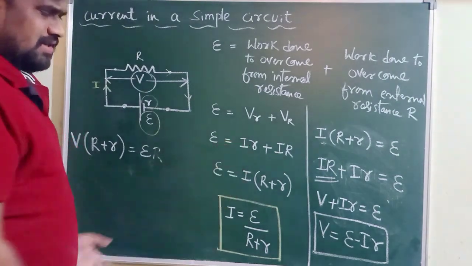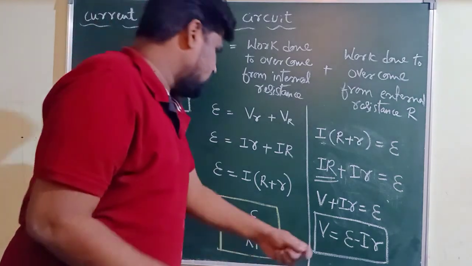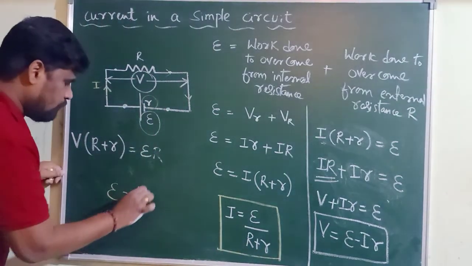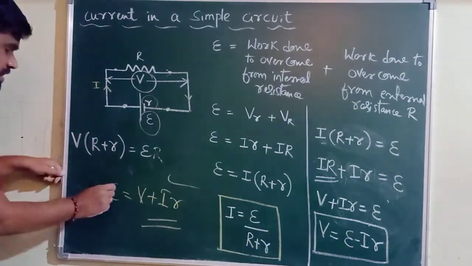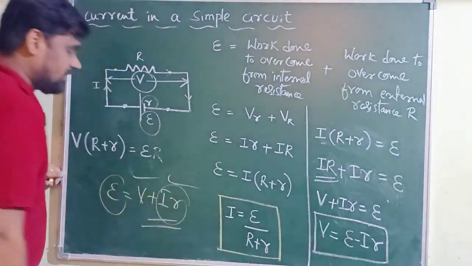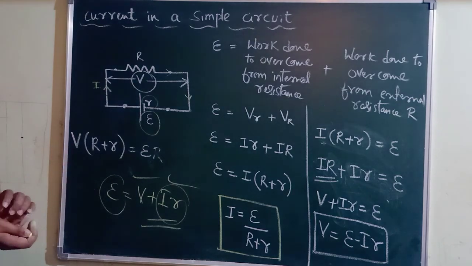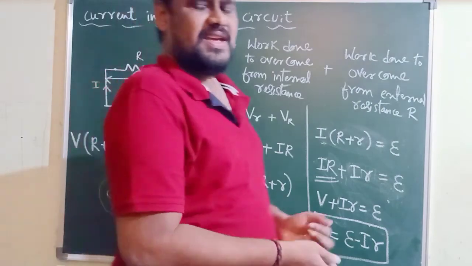Or else, EMF is greater than the terminal potential difference. How much greater? Definitely we can write EMF E as V plus Ir. From this equation, EMF is greater than terminal potential difference by a factor of Ir. So this is the difference between EMF and terminal potential difference of a cell here.